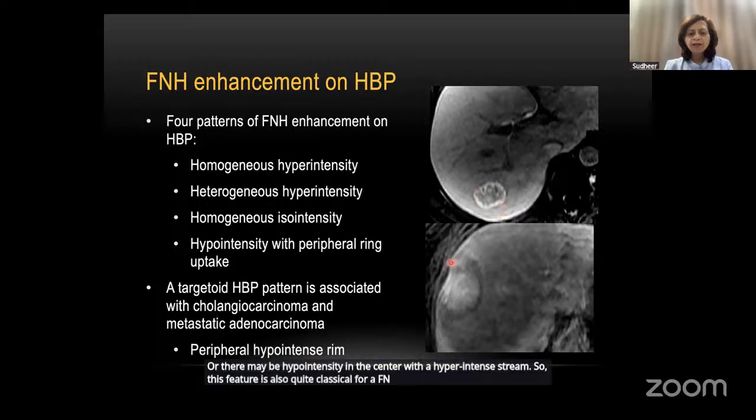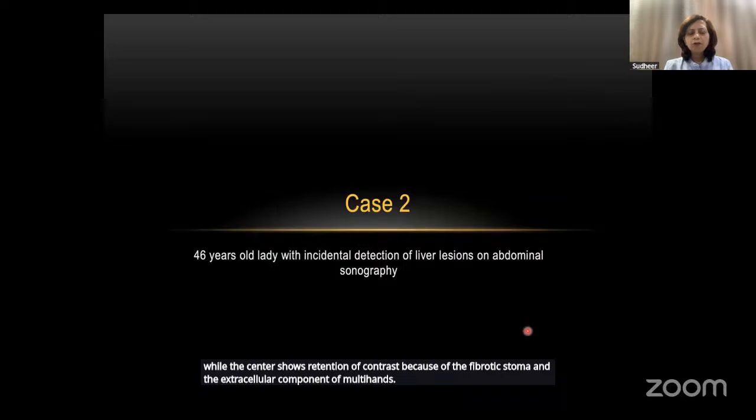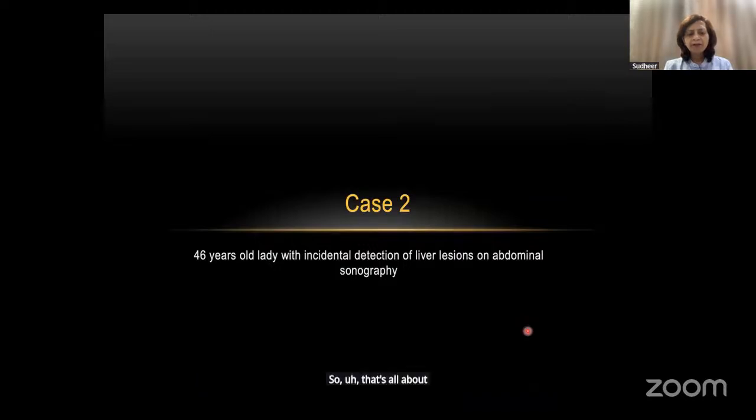The reverse pattern can be seen in an intrahepatic cholangiocarcinoma, in which the periphery shows washout, while the center shows retention of contrast because of the fibrotic stroma and the extracellular component of Multihance. So that's all about the FNH.